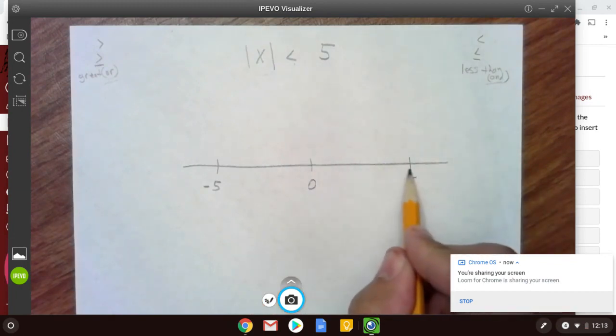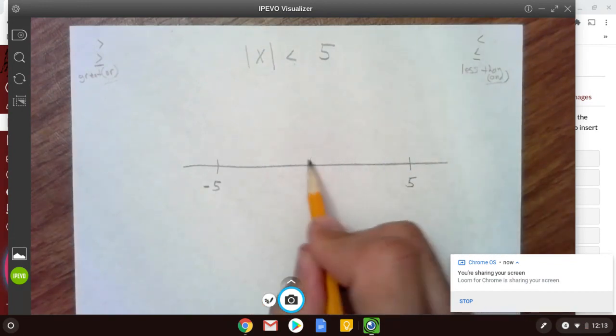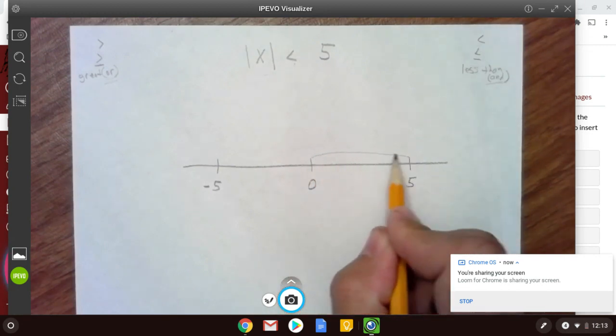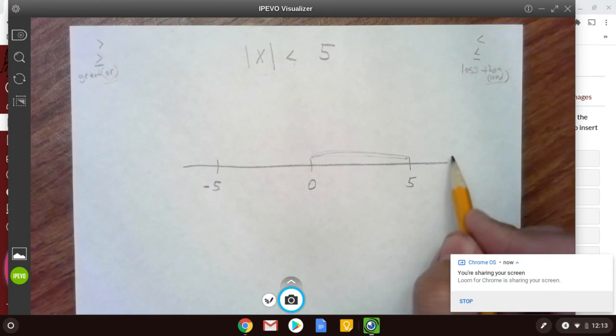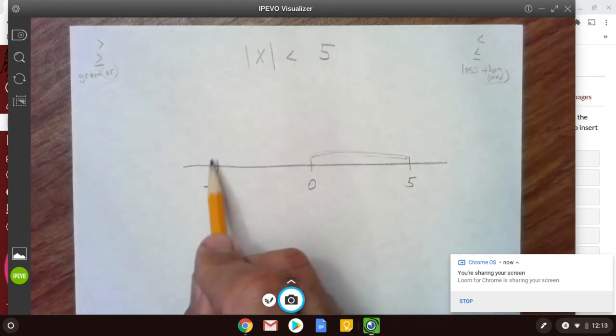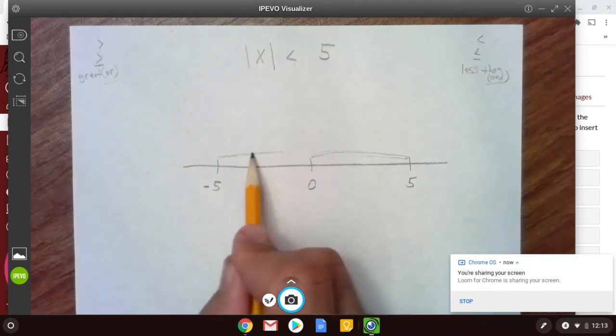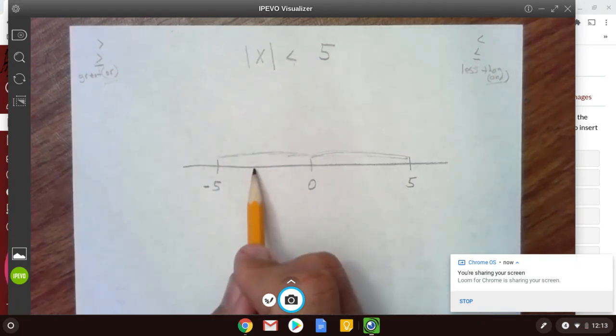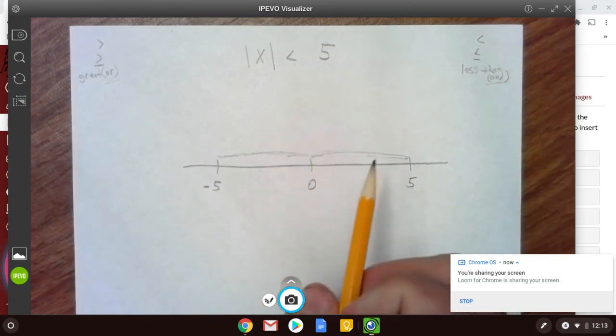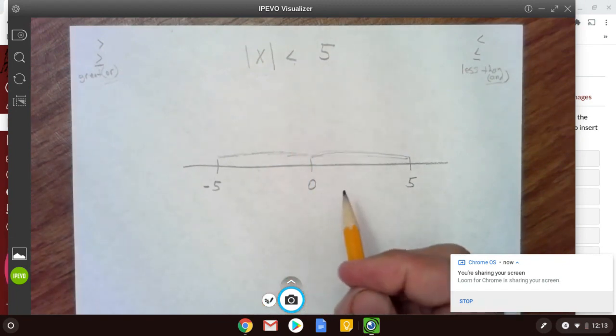Well, for the distance to be less than 5, it's got to be in this region over here. All right, before 5, I guess. If it was over here, that would be a distance greater than 5. But it also can work for the negative side. Values that are between -5 and 0 also have a distance that is less than 5 from 0.